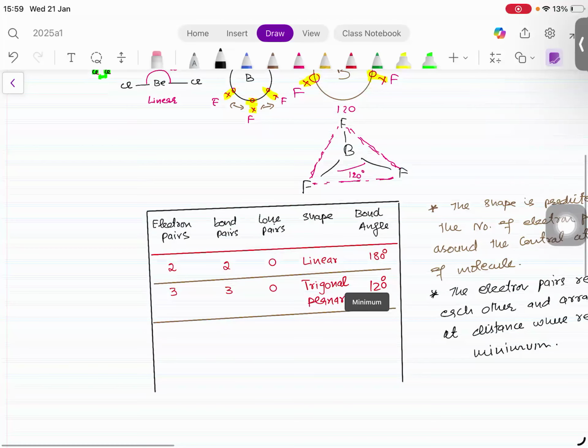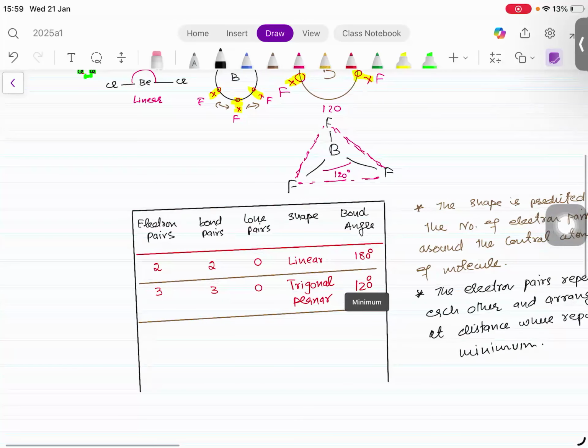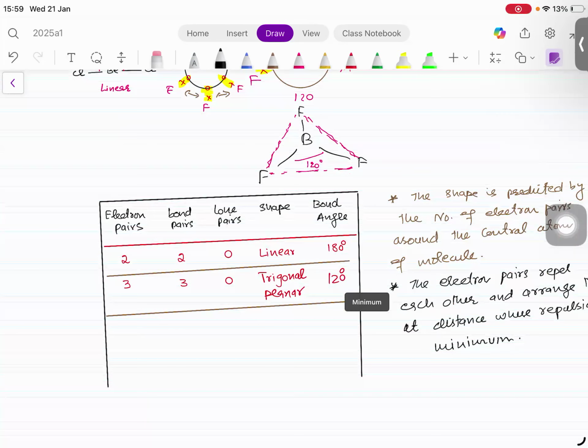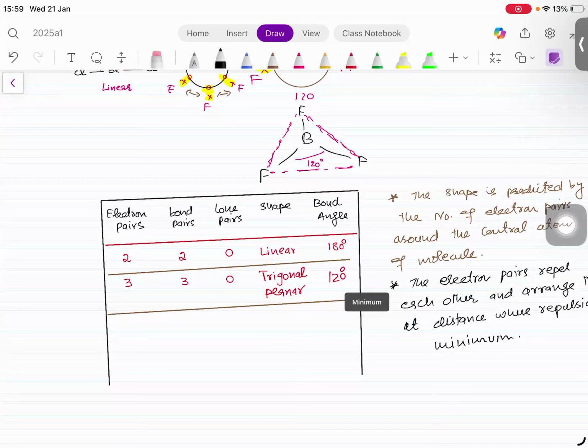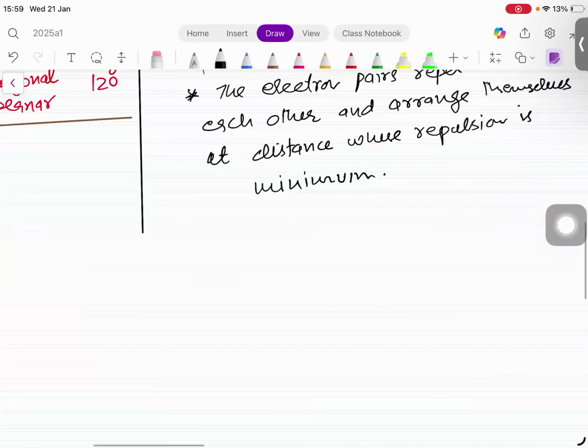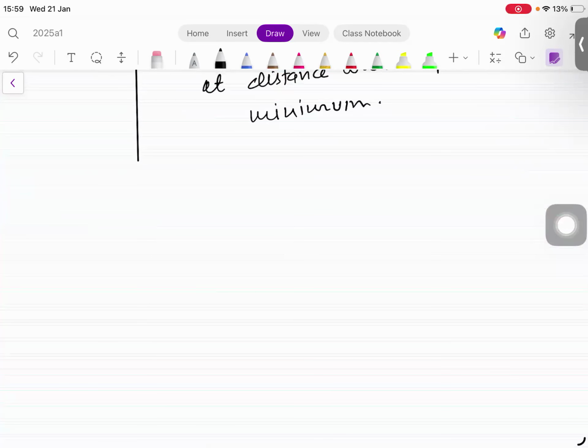Now I'm going to write two other molecules. You have to predict the shape of these two molecules. What you will follow: you will first draw the dot and cross, then you will see how many electron pairs are around the central atom, and then you will predict the shape of that molecule. For example, the next one is aluminum chloride, AlCl3. Please draw the shape of aluminum chloride and carbon dioxide. Give the bond angles and shapes of these two molecules.